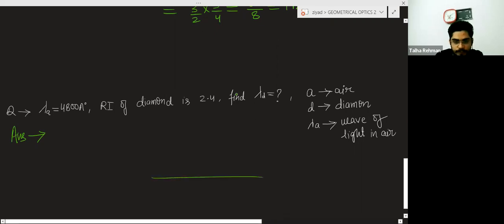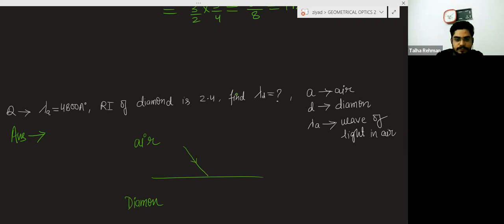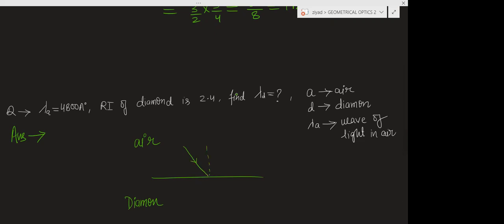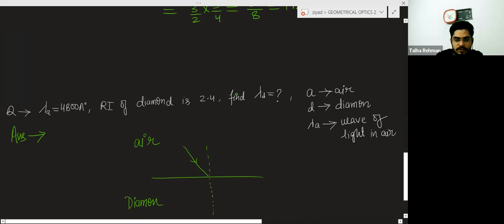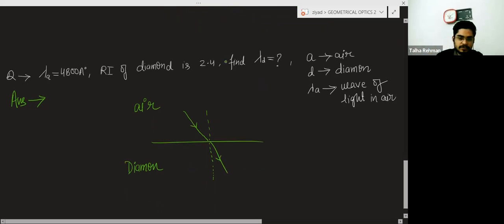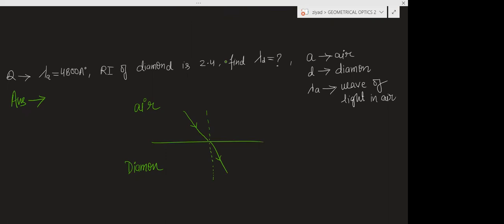So what you will do? Suppose this is the air, and this is the diamond medium. So light is traveling like this. Which medium is rarer? Which medium is denser? Do you know? Diamond is the denser medium. Okay. So this diagram is just for your understanding. There is no requirement of it. You can do it like this. So here is the air, and here is the diamond.